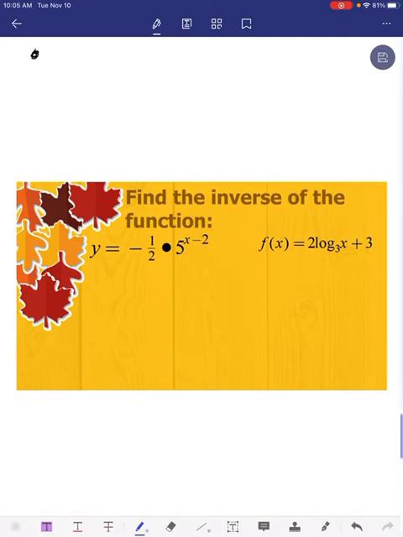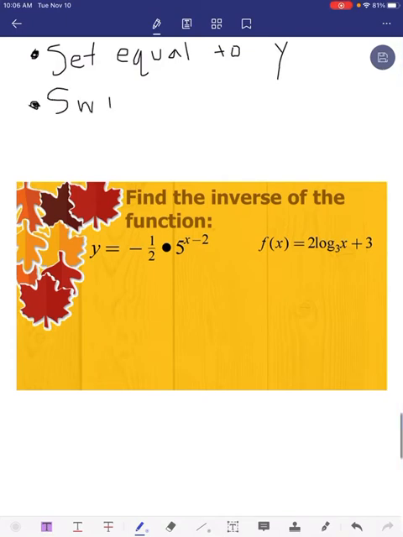So remember, our first step when we are finding inverses is to set the function equal to y, which in our first example is already set equal to y, so we don't have to worry about that. Then our next step is to switch x and y. So in this case, I would get x equals -1/2 times 5 to the y minus 2.